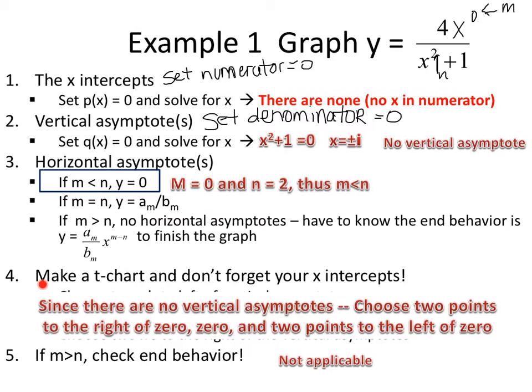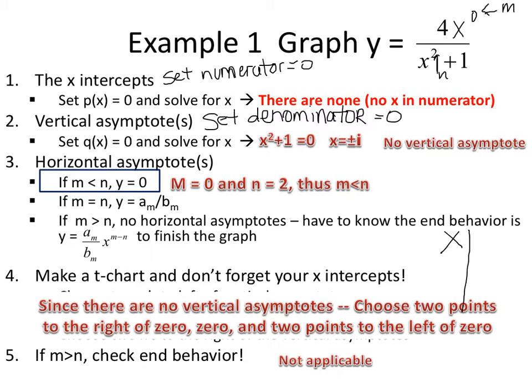So once we do that, we're going to make a t-chart. Usually what we do is we use vertical asymptotes, and we pick 2 to the left and 2 to the right. But we don't have any vertical asymptotes. So when that happens, when you make your t-chart, you use negative 2, negative 1, 0, 1, and 2.